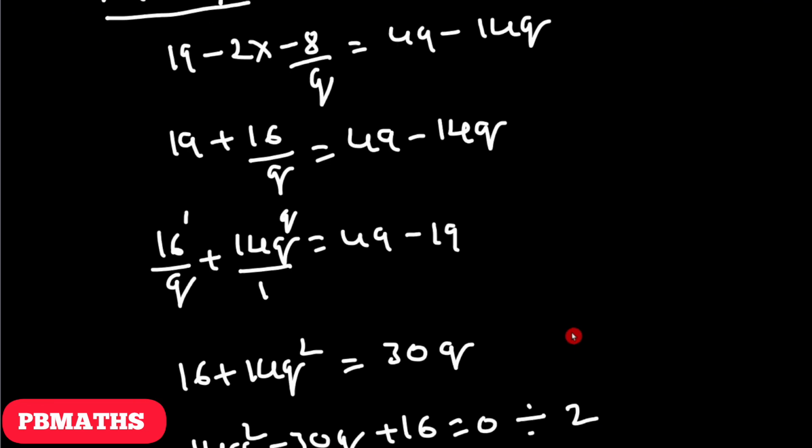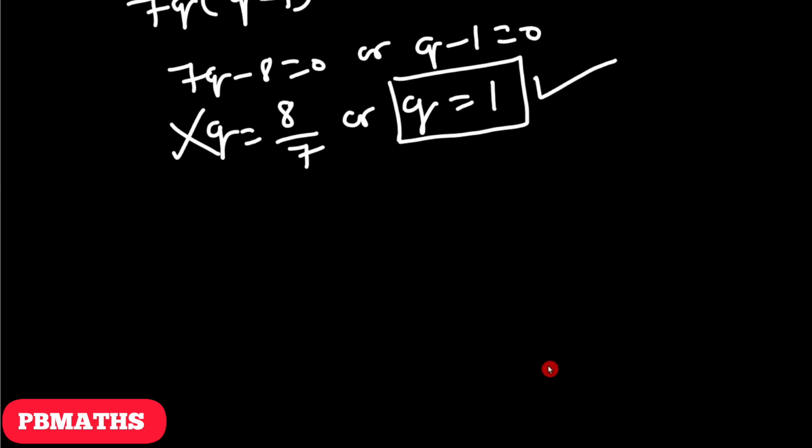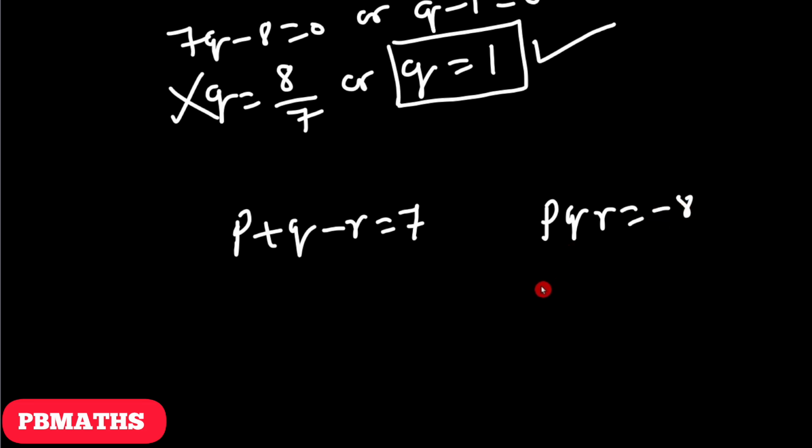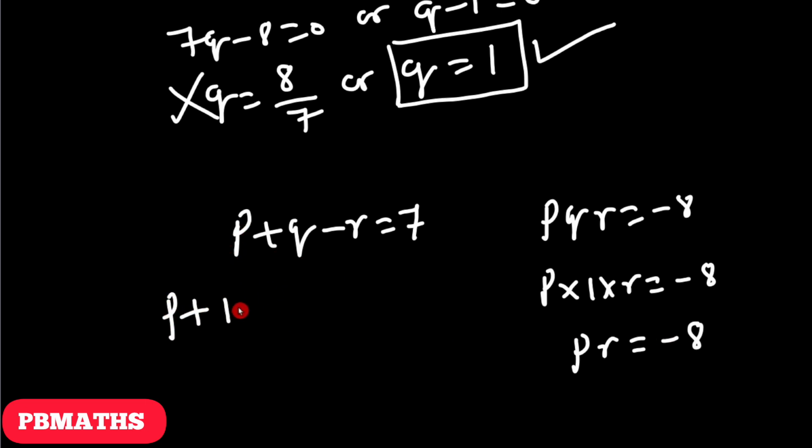So the first equation is p plus q minus r equals 7, and on the other hand we have pqr equals minus 8. So p into the value of q, which is 1, into r equals minus 8. So the value of pr is minus 8. Here we have p plus 1 minus r equals 7. Then p minus r equals 7 minus 1, which is 6.